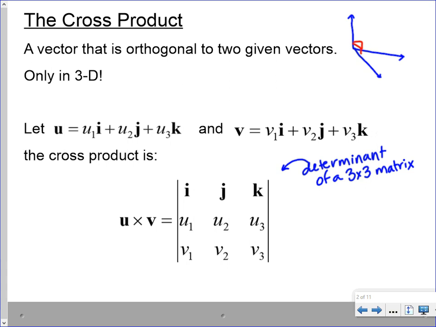We'll do some examples. Note that the first row of the matrix should be i j k for the cross product. So top row is i j k, and then you can put in u, the first vector, in the second row, and v, the second vector for the product, in the third row.